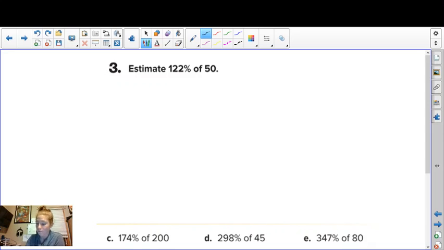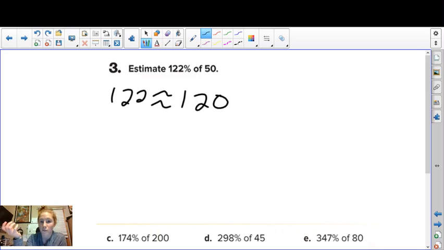Sorry, snow day catching up to me. Estimate 122% of 50. So we're going to take that 122 and round it to 120. And since I have 120%, I do know I have 100% of my money. So I'm going to already have part of it being 50 because that's 100% of what I've been given. But then I have 20 more.